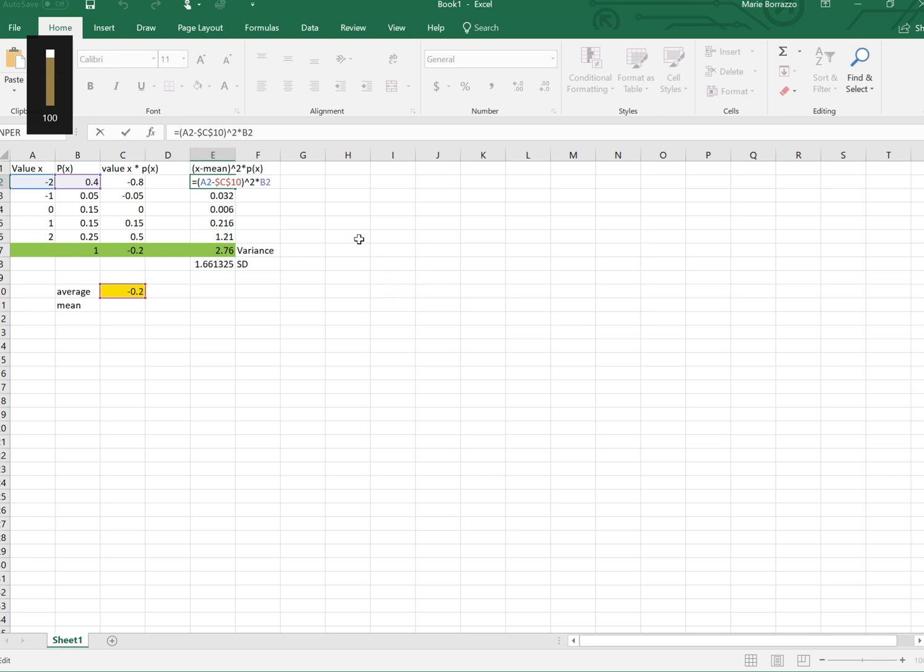So notice that in the first line, I have A2 minus the average squared times the P of X. And so I repeat that process here. If you notice again, that refers back to C10. The only reason that is happening is because I put a $ sign in front of those two.